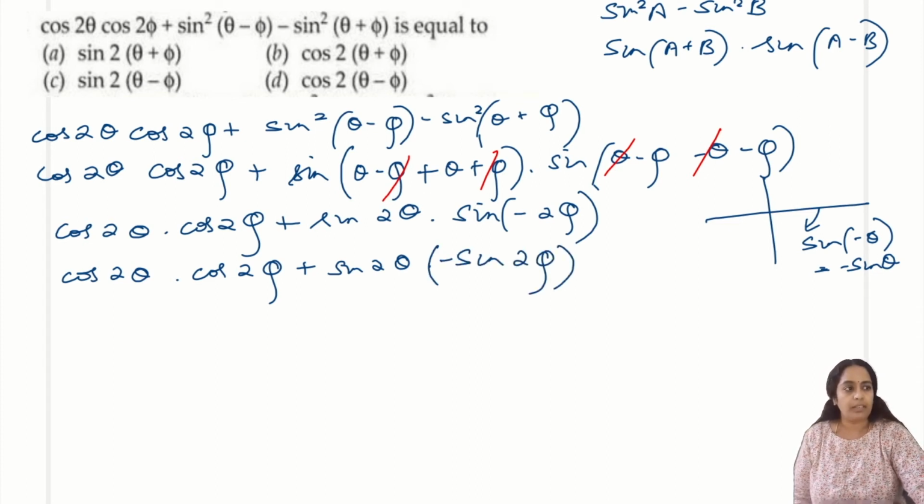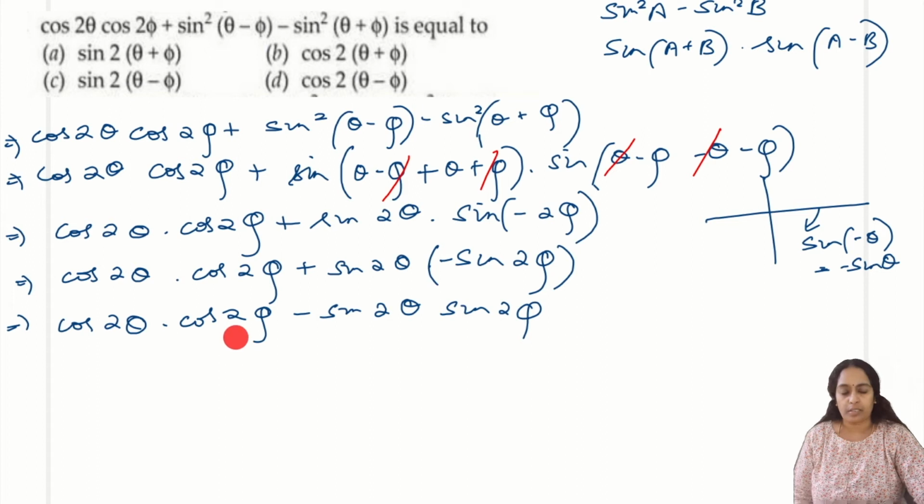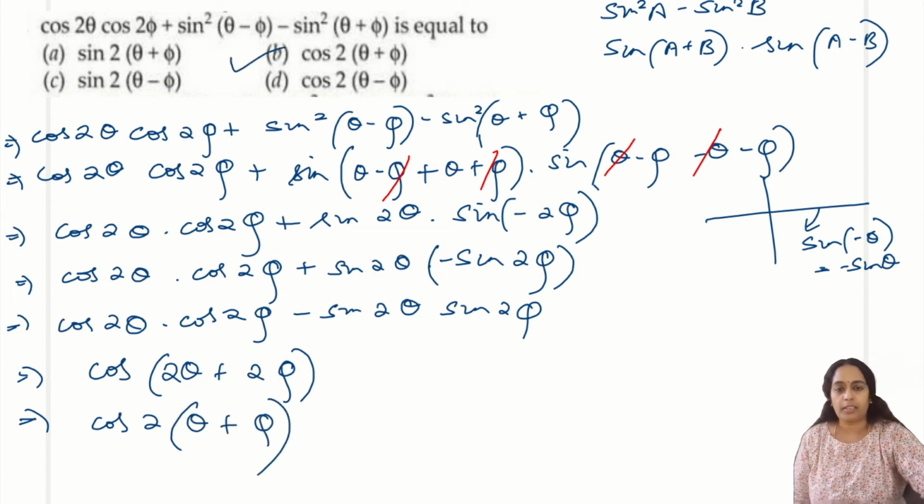So I will bring this minus sign in the middle now. So I have cos 2 theta cos 2 phi minus sin 2 theta sin 2 phi. I had already written the formula for this, cos A cos B minus sin A sin B. What is the identity we have? Cos of A plus B. A is 2 theta, B is 2 phi. So taking the 2 out, I will be having theta plus phi. So it's option B. Option B is the correct answer.